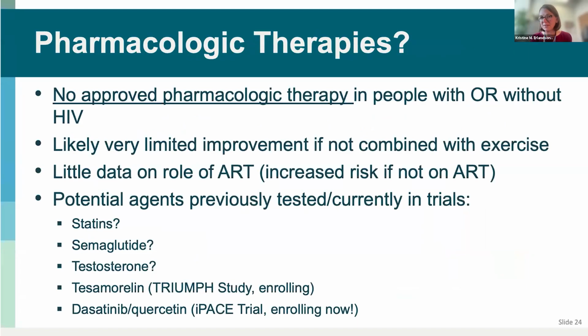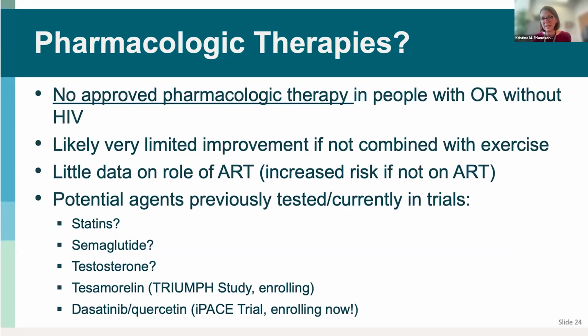Ideally, we would love to be able to say, here's this pill that will treat your frailty. But unfortunately, there are no approved pharmacologic therapies for people either with or without HIV to treat frailty. There's likely very limited improvement in most pharmacologic treatments that we would give someone if they're not combined with exercise, because we really need that stimulus to help to improve muscle.